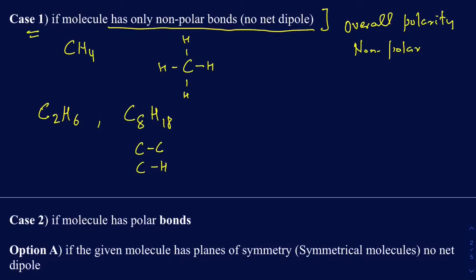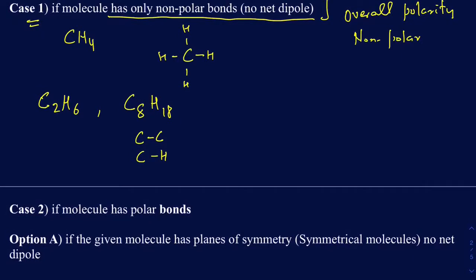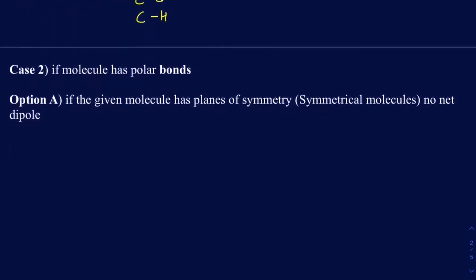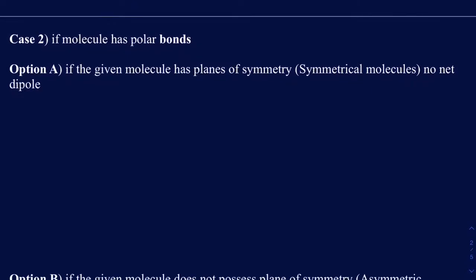Okay, so then what about if the molecule actually has polar bonds? Let's look at that example. If the molecule has polar bonds, that does not necessarily mean your overall molecule is going to be polar or nonpolar. You have to look at something else besides that. There are two options when you have polar bonds in the molecule.